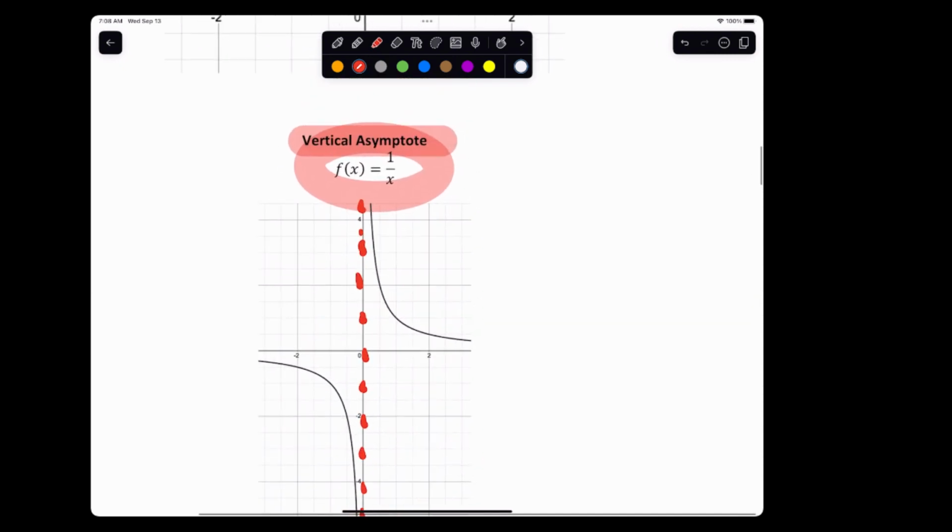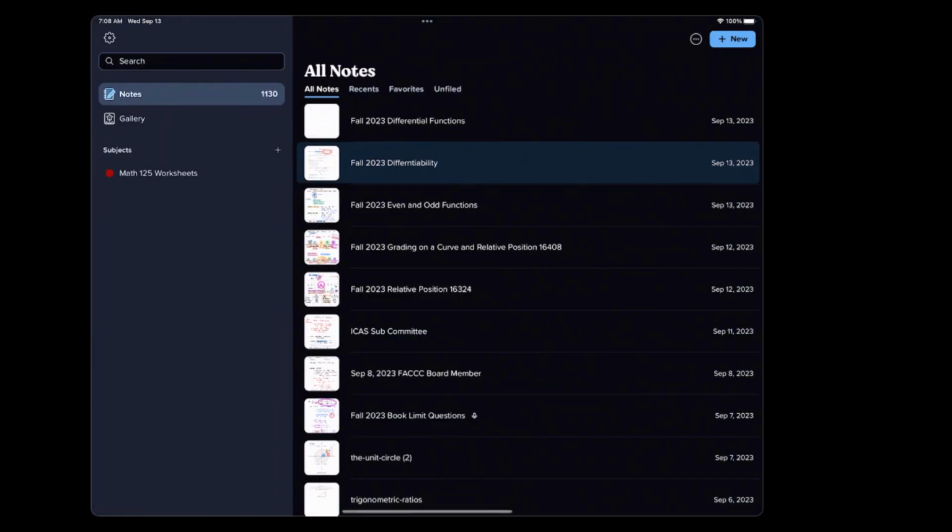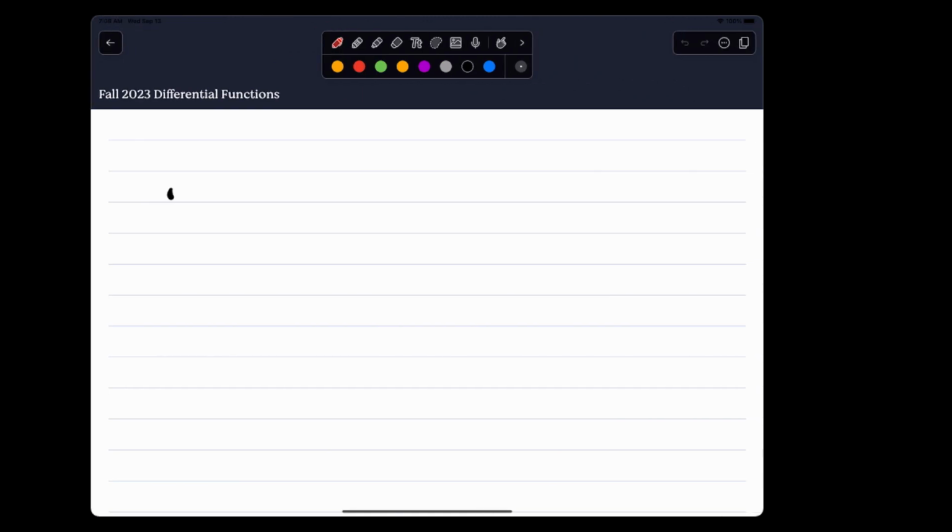Okay, what do you guys know about this function? What's the problem with this function? X can't be 0. Is that true? So I want to share with you guys something extremely interesting about that function here. We're going to use the definition. We're going to try to determine if this function is differentiable at the vertical asymptote.